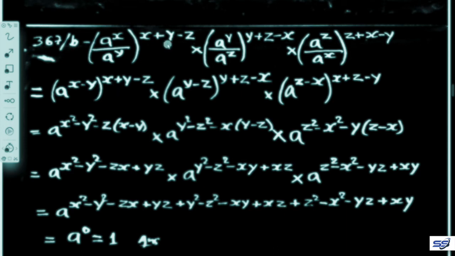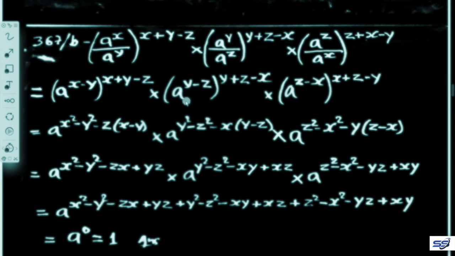And rest given in the question, power whole power X plus Y minus Z into, here also same thing, A power Y minus Z. Z is power of lower one. So it's subtracted from the power of upper one, Y minus Z.